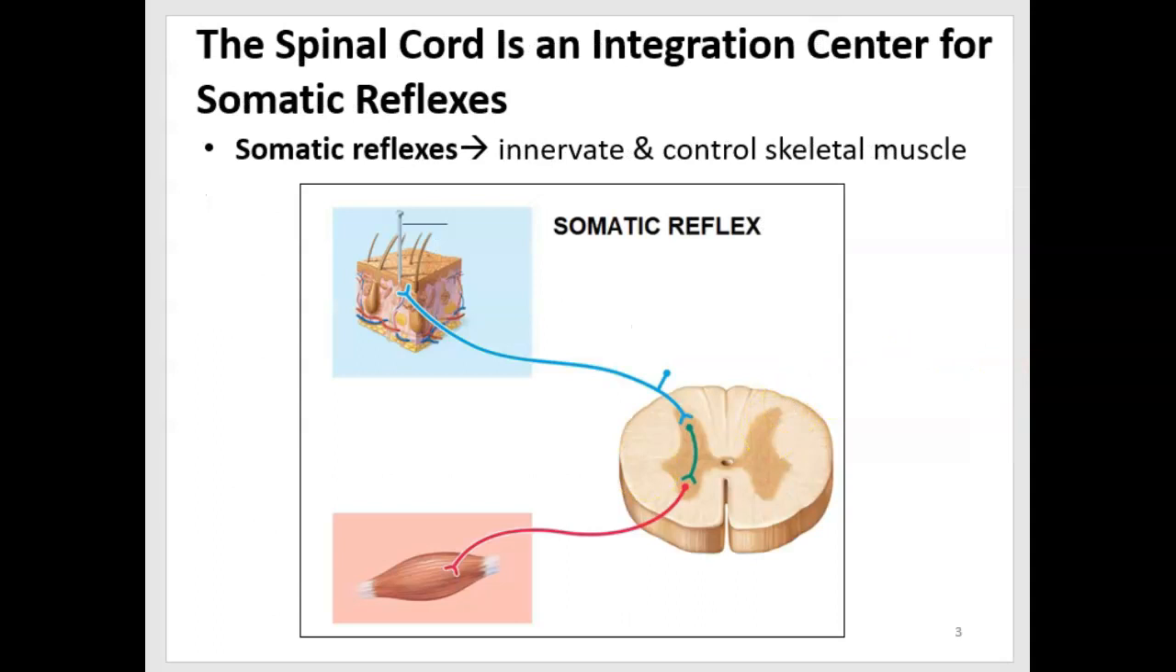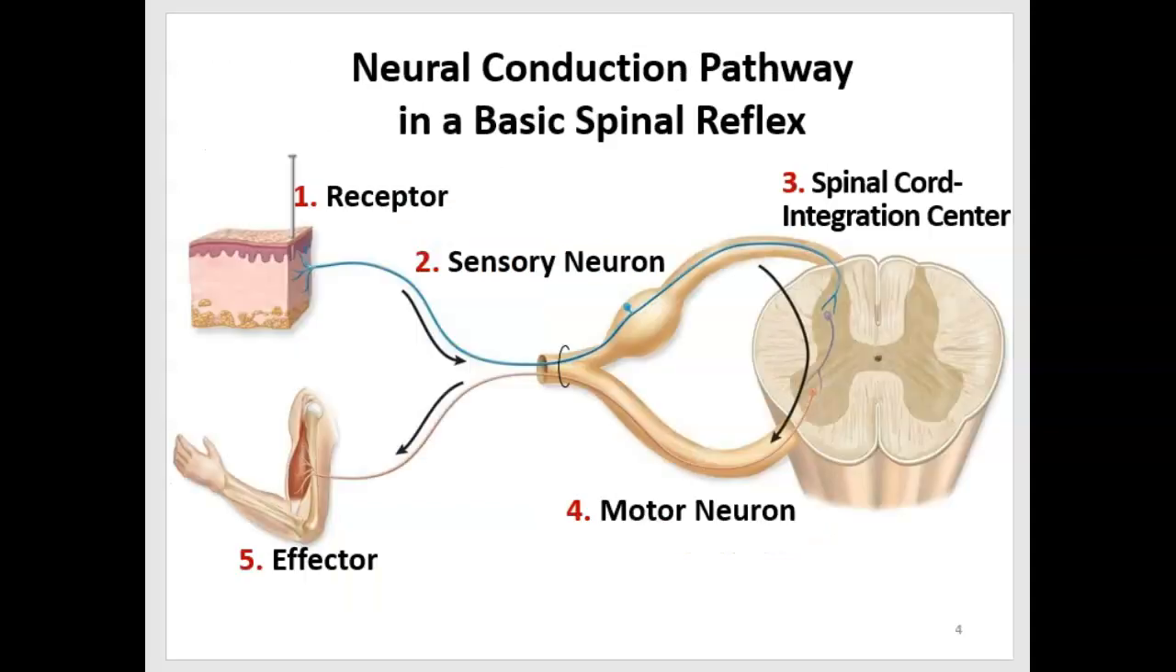The spinal cord is the integration center for all the somatic reflexes that we'll talk about. A somatic reflex involves obviously some sort of sensory input to the skin or muscle tissue, and the motor component controls skeletal muscle. So these are considered somatic reflexes, not visceral reflexes. A visceral reflex is something that happens to smooth muscle or glands. So this is all somatic, voluntary skeletal muscle.